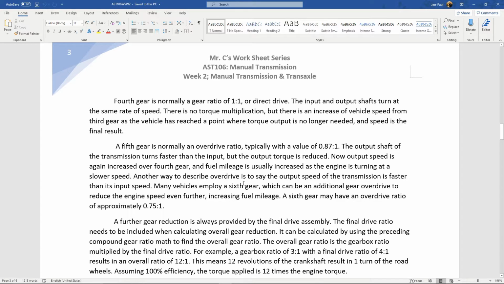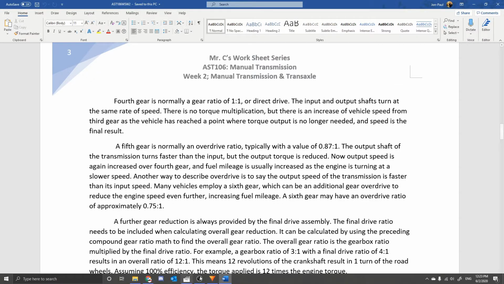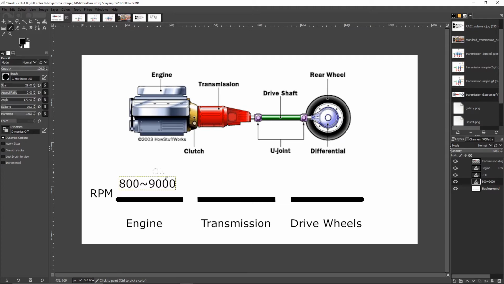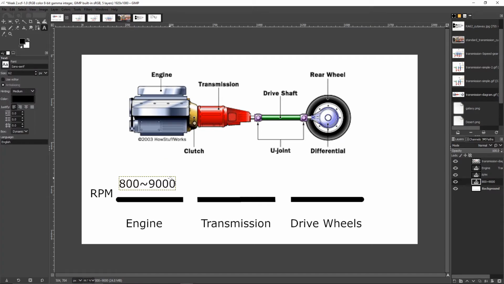Fifth gear is normally an overdrive situation, and the term overdrive in itself is tricky. People misuse this term a lot. Any overdrive situation is one where the output shaft is going faster than the input shaft. So let's go back to this guy here. Engine RPM is, let's just pick a number here. Let's go, you're doing 2200.